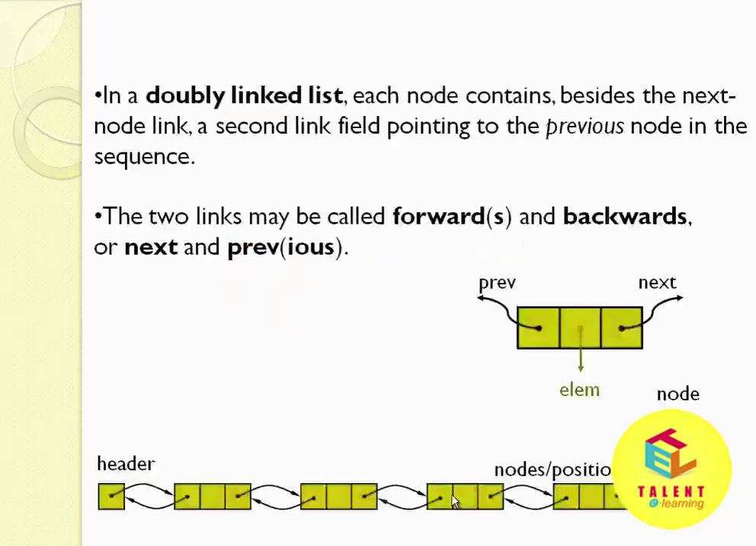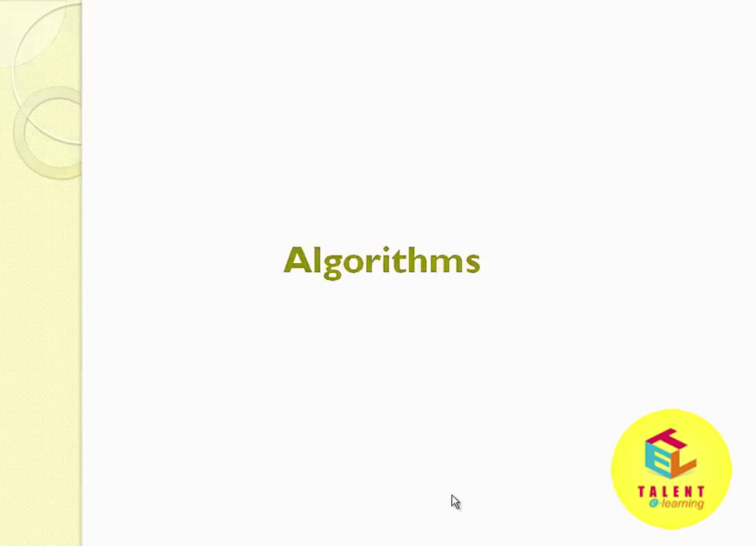Doubly linked list. In a doubly linked list, each node contains, besides the next node link, a second link field pointing to the previous node in the sequence. The two links may be called forwards and backwards, or next and previous. As shown here in the diagram, there is a pictorial representation of a node and logical representation of a doubly linked list. There is a header and a trailer in the doubly linked list. Now we will see few algorithms on doubly linked list.